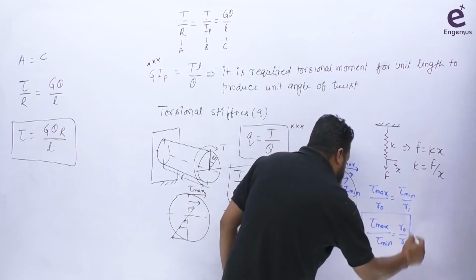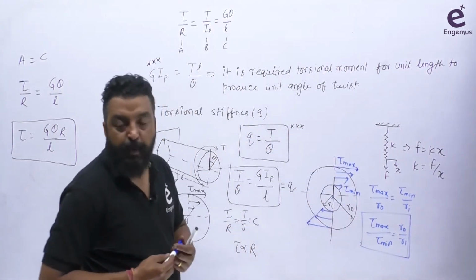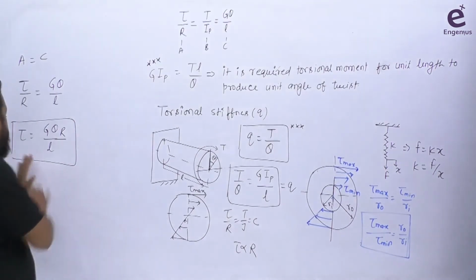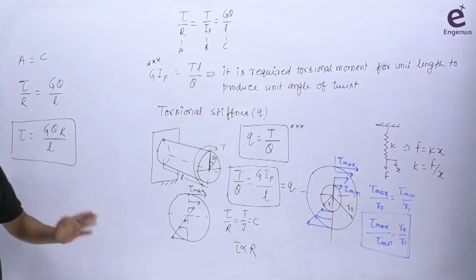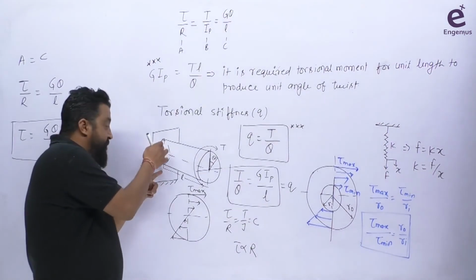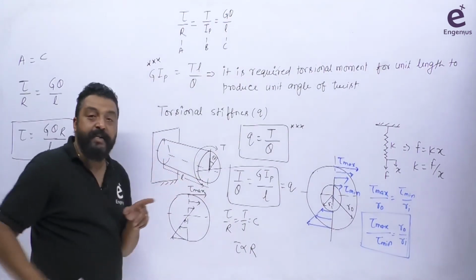So this is the suggestion. Tau is directly proportional to radius, but this formula is suggesting that it is also inversely proportional to length. Means if length is minimum, the stress will be maximum, and when you are moving along, in this case the stress is going to decrease.